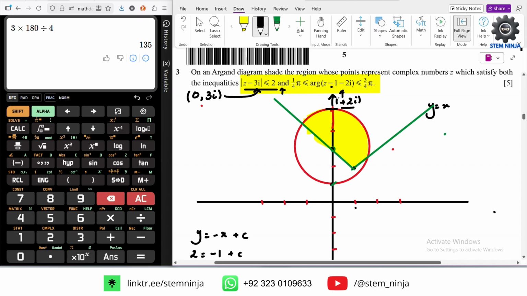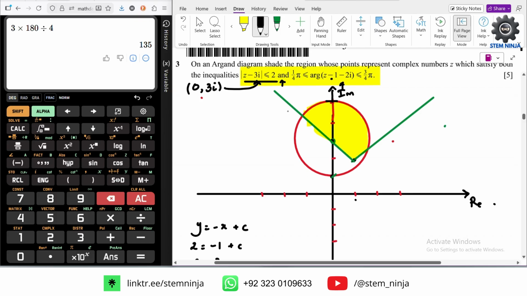So now what we need is to clean this up a little bit. So this is your imaginary axis, this is our real axis, right? So this is 3, this is 1 comma 2i, or sorry, just 1 comma 2 would suffice, right? Right, okay.